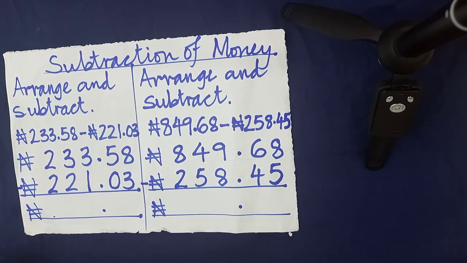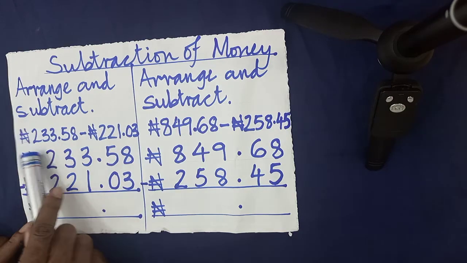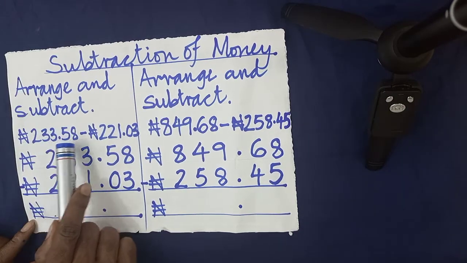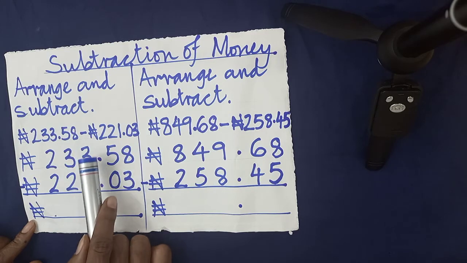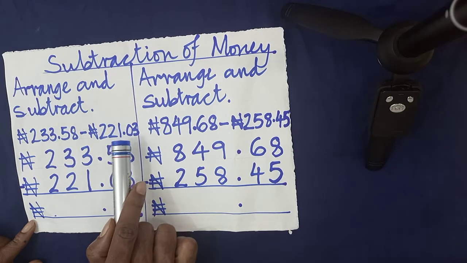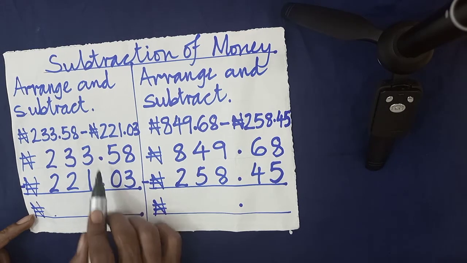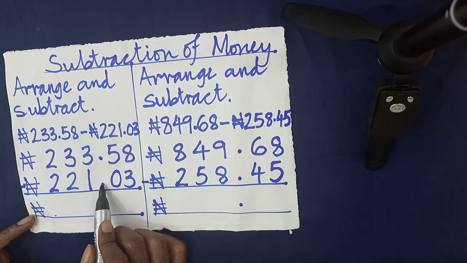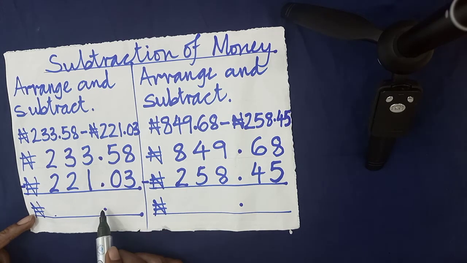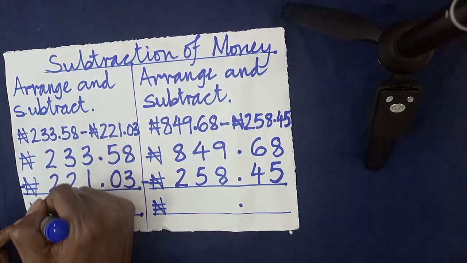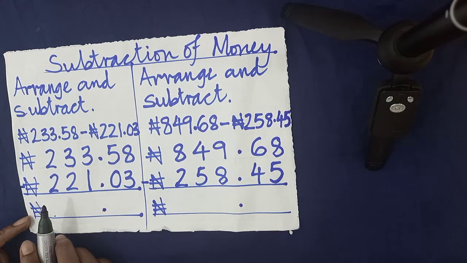Now here we have: arrange and subtract 233 naira 58 kobo minus 221 naira 3 kobo. Again, when we want to arrange, the first thing we write is our point for the first number. Directly under it should be our point for the second number. Directly under it should be our point for our answer. Of course, we've written our currencies on the left-hand side.